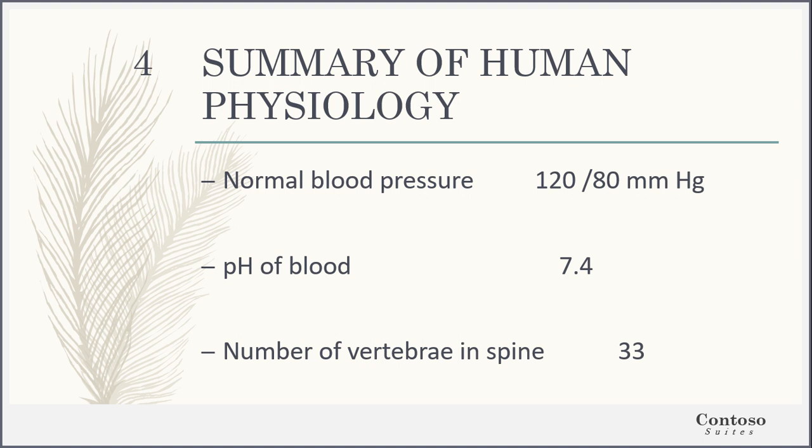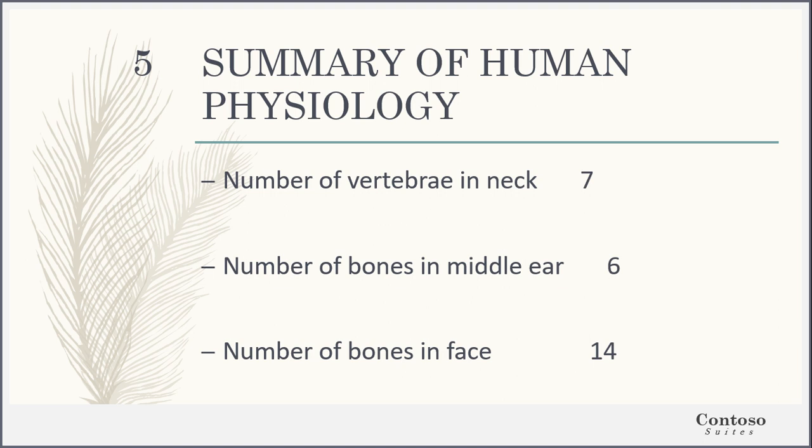Then the pH of blood is 7.4. It is slightly towards the basic side. So we do not have a neutral pH of blood, that is 7, but we have a slightly basic pH of blood, that is 7.4. The number of vertebrae in the spine or vertebral column is 33. This is the total number of vertebrae in the spine.